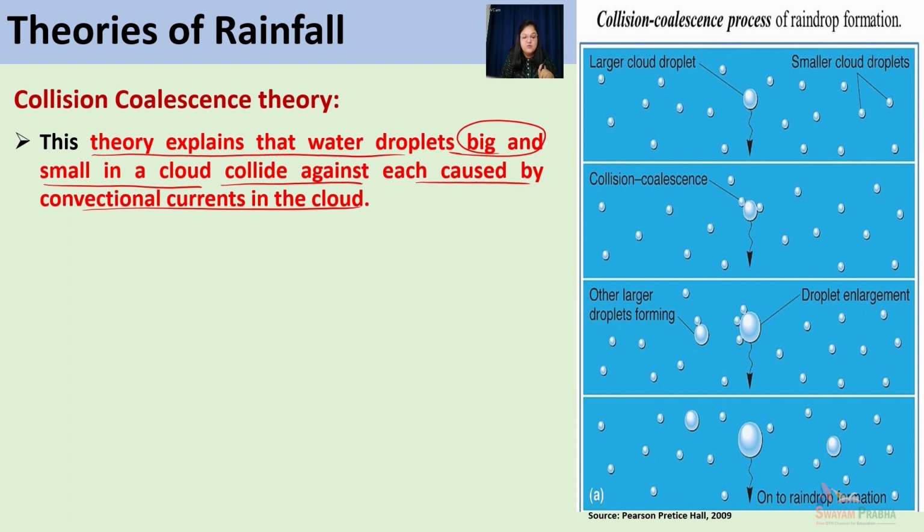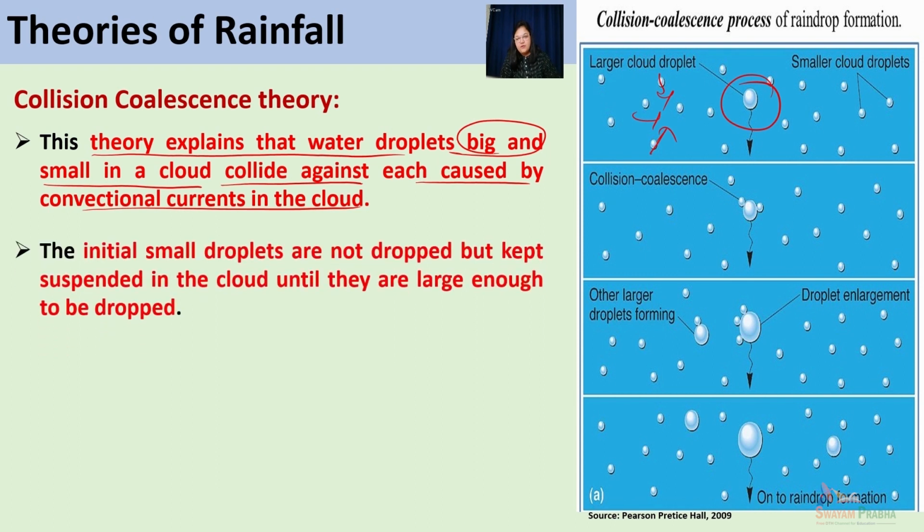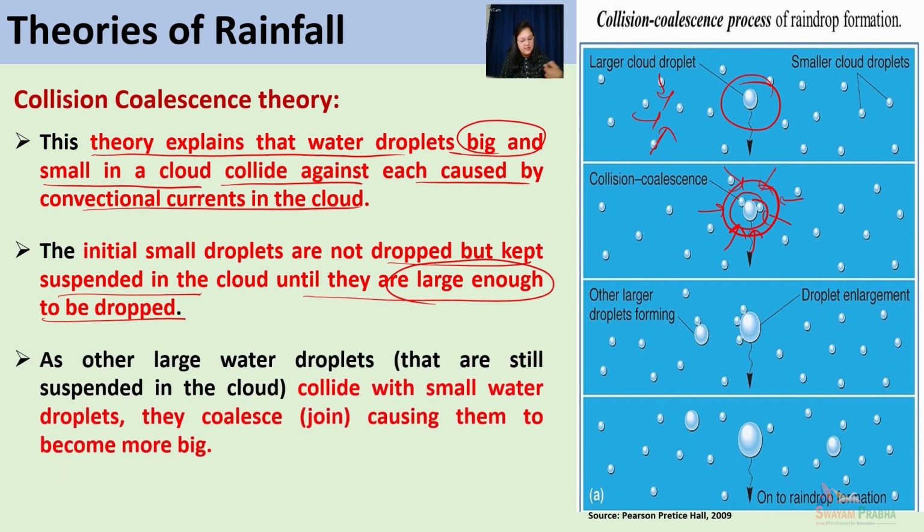So this is the basis of this theory, wherein you have to understand that small droplets and big droplets exist in the cloud, and because of certain air turbulence they tend to collide together to form bigger droplets. The initial small droplets are not dropped out but kept in suspension in the cloud until they are large enough to be dropped. So this collision is continuously taking place. Small droplets are being absorbed by the bigger droplets, and the size of the bigger droplets keeps getting bigger and bigger until the cloud is not able to hold them and they fall onto the surface of the Earth under the gravitational pull.